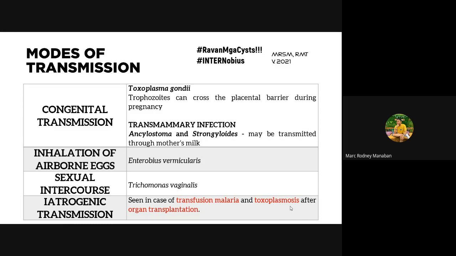Okay? All right. And last mode of transmission is your iatrogenic transmission. So when you say iatrogenic, drug-related or medical procedure. So example, you have transfusion malaria through blood transfusion and toxoplasmosis after organ transplantation. All right. So transfusion, blood transfusion. Blood bank. Let's see if I remember pa ba. So for blood bank, for transfusion practices, di ba?